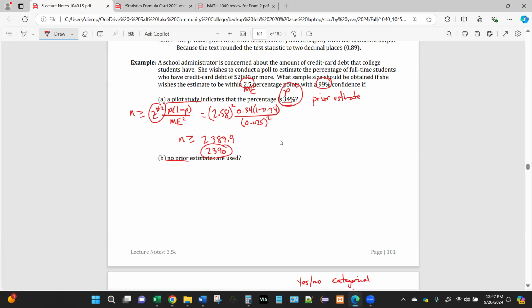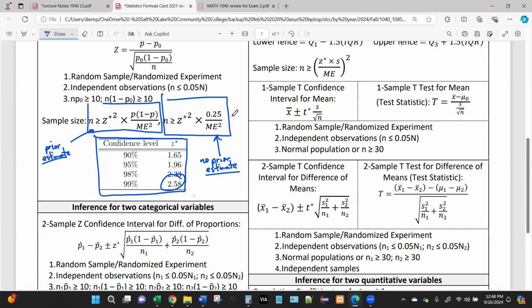But sometimes you don't have a prior estimate, right? So you don't have that pilot study, you don't have any other work that you can follow to give you an idea of what p is. So in the second case, we're going to imagine there's no pilot study, no prior estimate. So the formula changes a little bit. Okay, so this is the formula we're going to use.